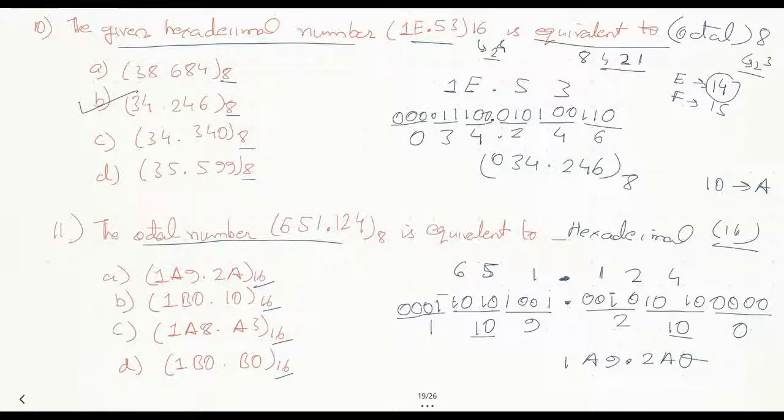So 0 can be discarded, 0 is not required. So which option satisfies? 1A9.2A. So option A is correct.